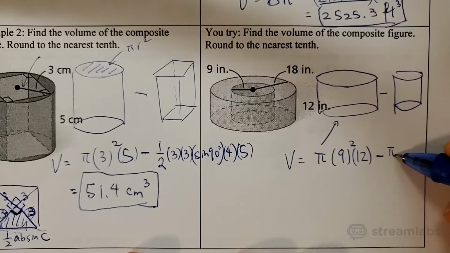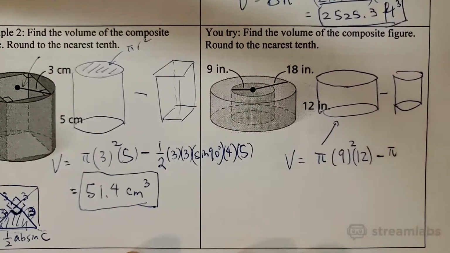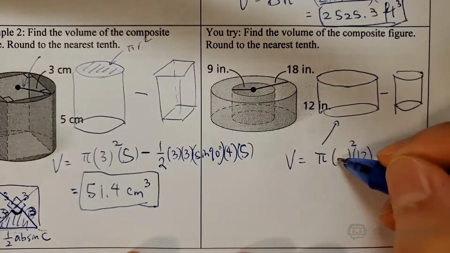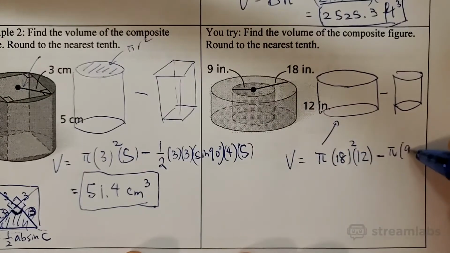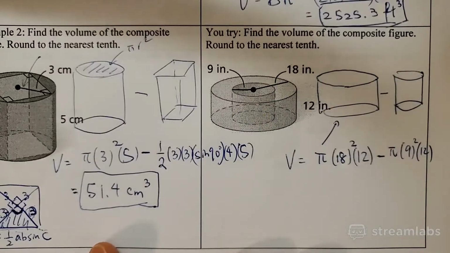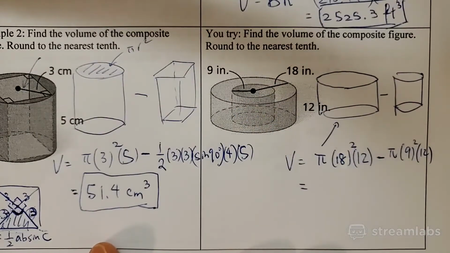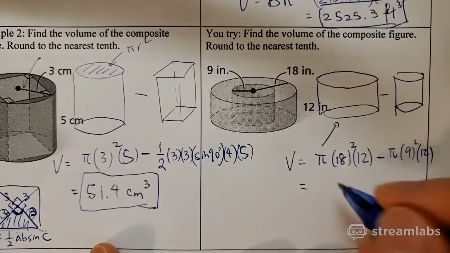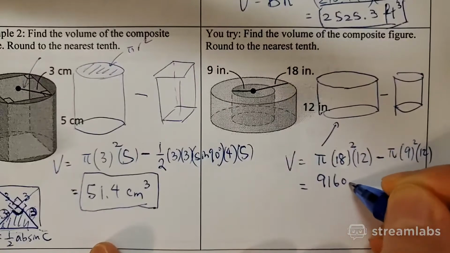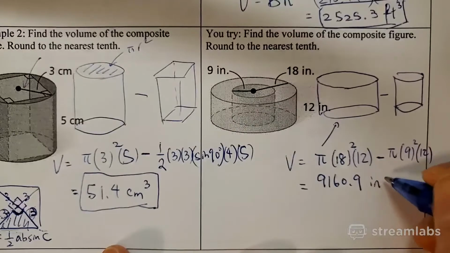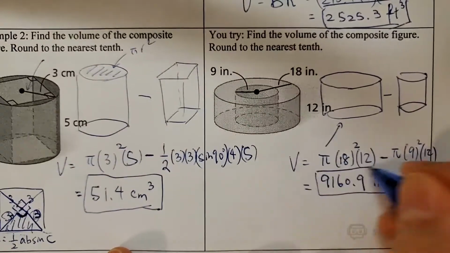minus pi, wait a second, I think I did it wrong. This is 18, right? 18. Okay. Minus, same thing, but the radius is now 9 because the inside part is 9. Square that out. Subtract. I think you guys who typed the answers are correct. 9160.9 inches cubed is correct.